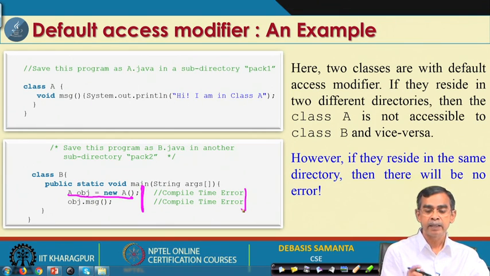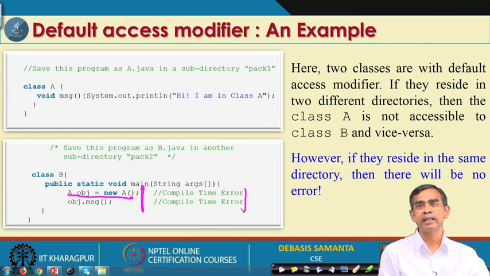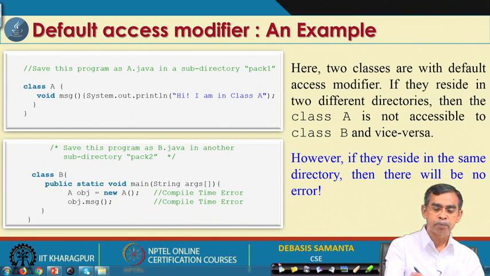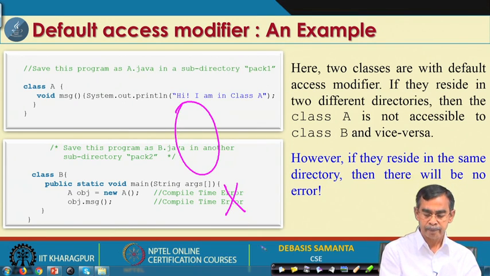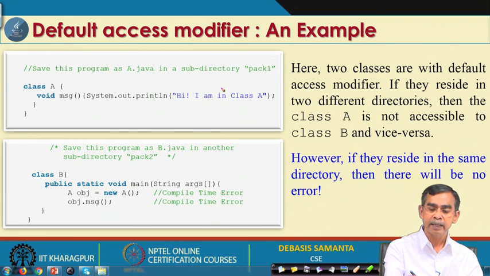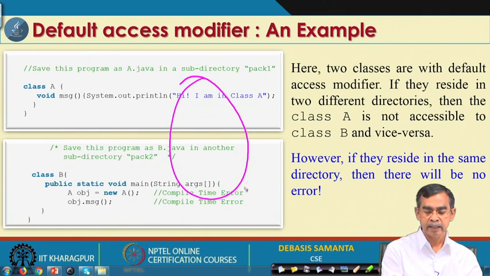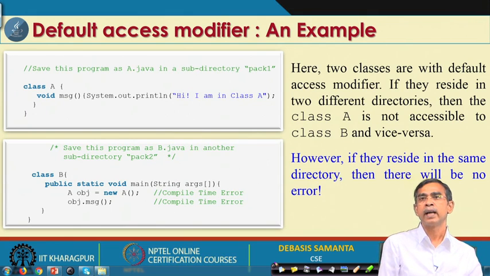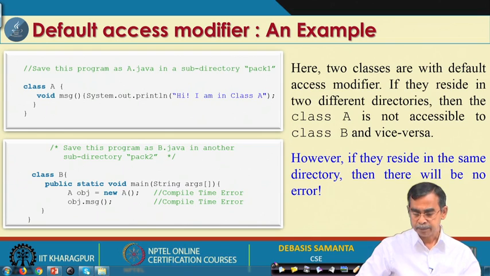But if again it is produced into a different sub directory, it is an error, and if it is in the same directory, there is no error. So, there are two things that you should consider with the default access specifier: if both the classes belong to the same file, there will be no error. If they belong to different sub directories, then there will be an error. If they belong to the same directory, then there will be no error. So, these are the three things that you should consider with access specification.